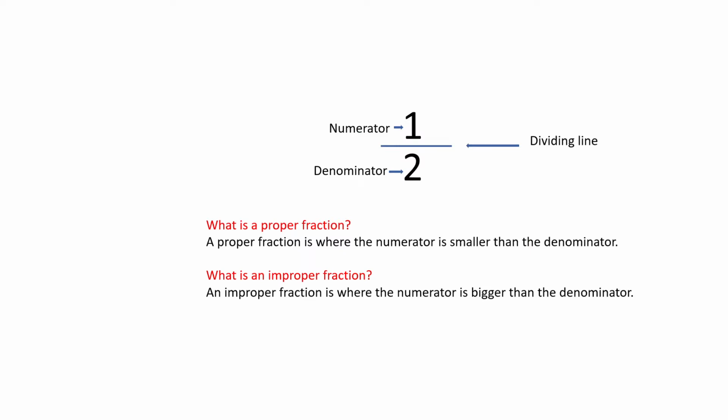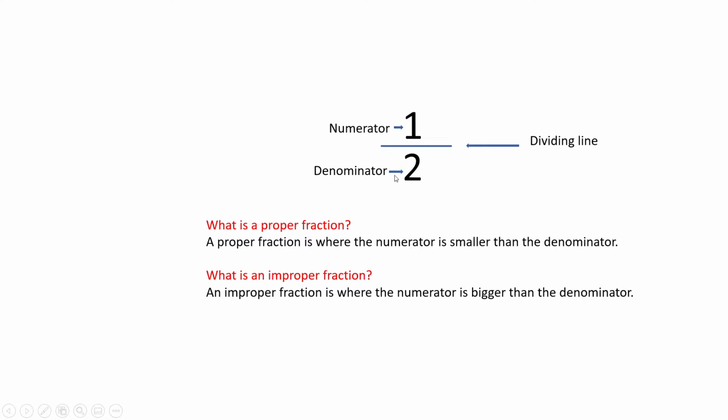What is a proper fraction? A proper fraction is where the numerator is smaller than the denominator. So for example, 1 over 2 is a proper fraction because the numerator, which is at the top here, if you can follow my mouse, is here, and it's smaller than the denominator, which is 2.